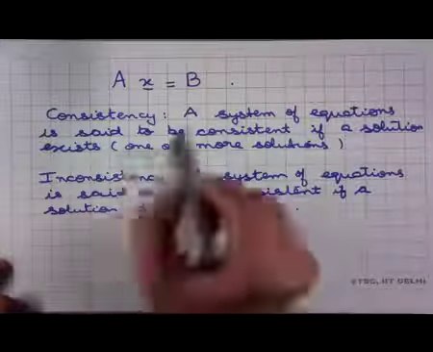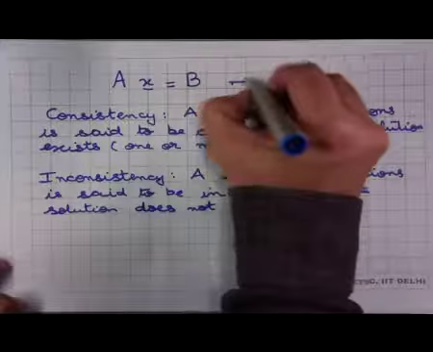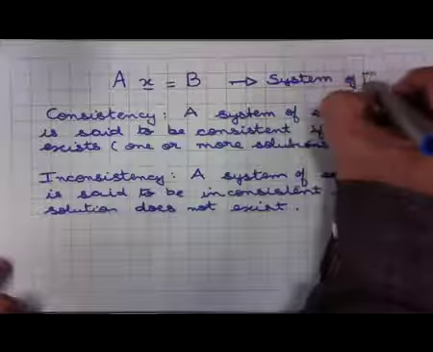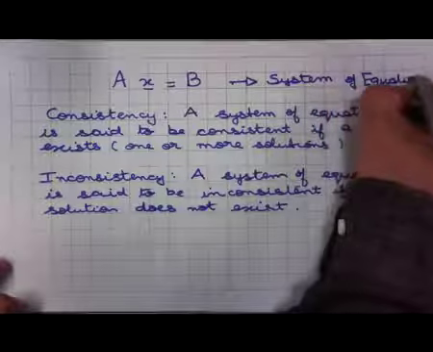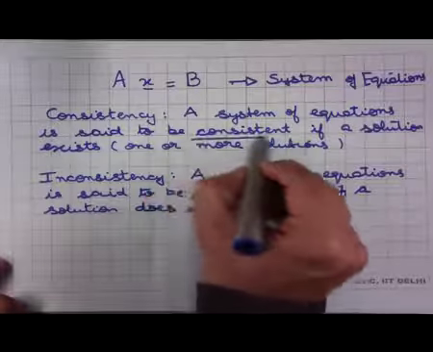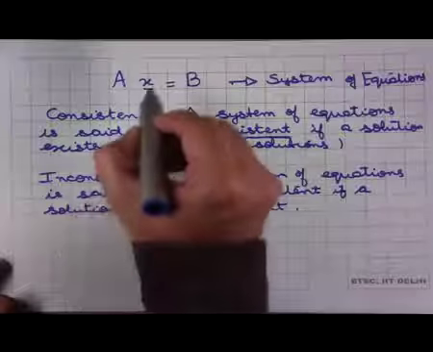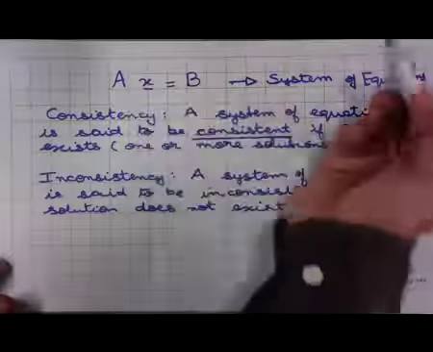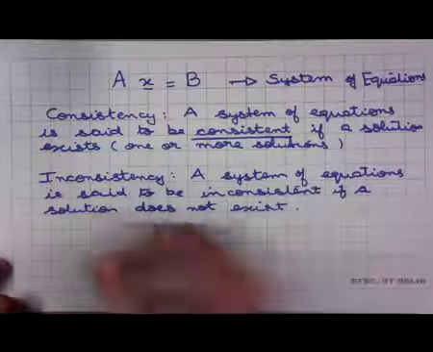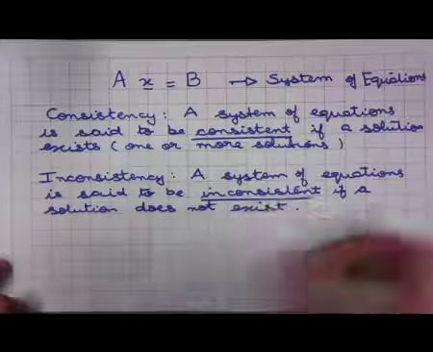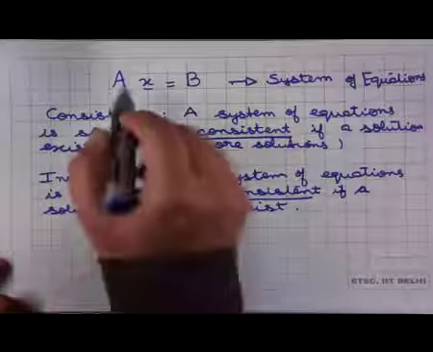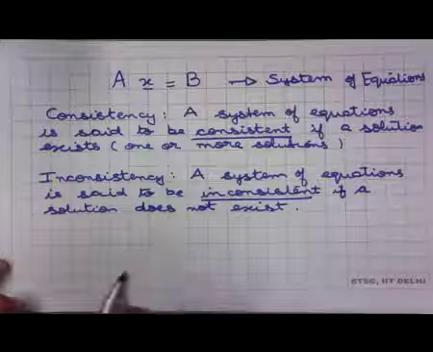So, let us look at these again. These are the system of equations referred to here. A system of equations is said to be consistent if a solution exists, meaning that x has one solution or more than one solution. Inconsistency: a system of equations is said to be inconsistent if a solution does not exist, meaning that there is no x which satisfies these for the given values of the matrices A and B.